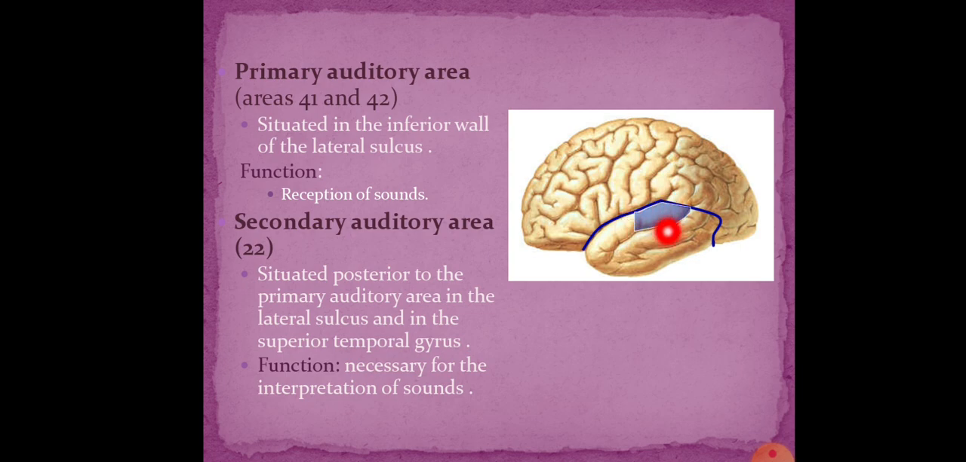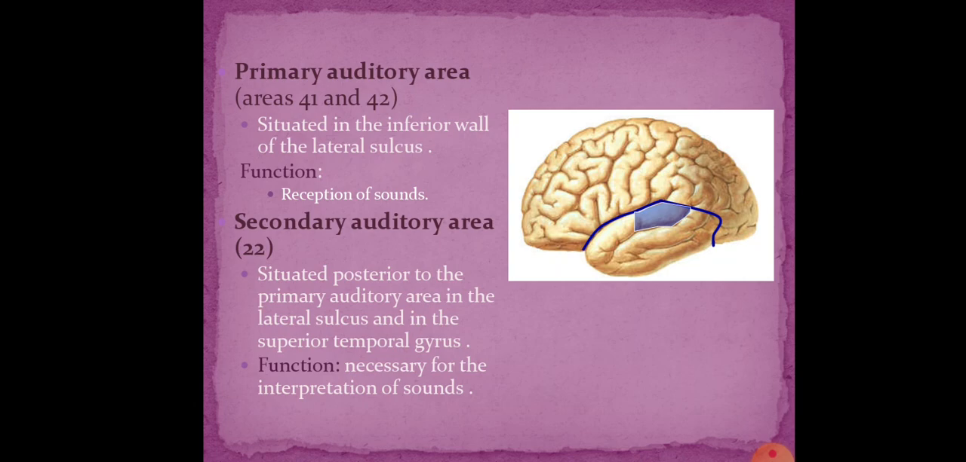Primary auditory area, area 41-42. The primary auditory area located in the inferior wall of the lateral sulcus. Inferior to it is secondary auditory area, so it occupies the superior temporal gyrus. يعني البرايمري auditory area قاعدة وين؟ قاعدة لي في الوول of the lateral sulcus, while the secondary auditory area located in the superior temporal gyrus.